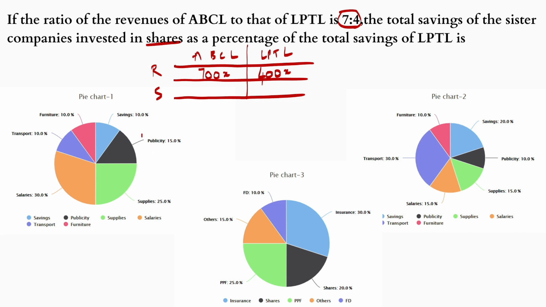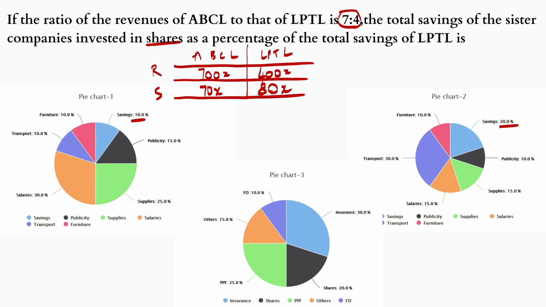So what is the percentage of savings here? Savings of ABCL company is 10%. So 10% of 700 is 70, right? And what about the savings of the second company? It's 20%. So 20% of 400 is 80.